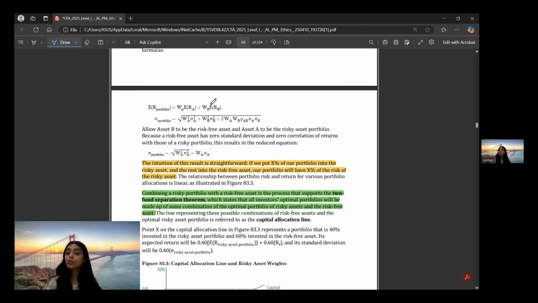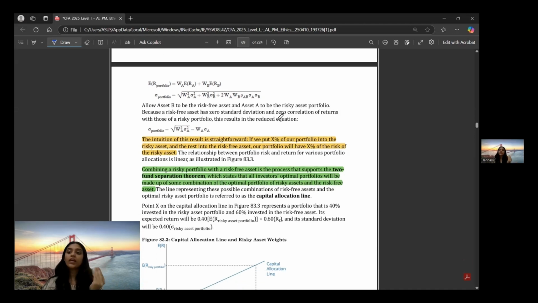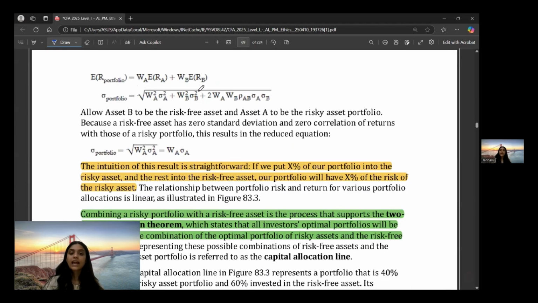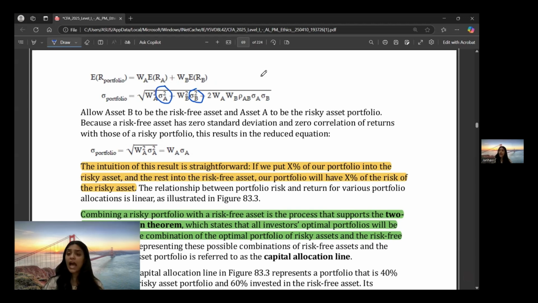Now, this formula is used when both assets are risky in nature. If there is a risk-free asset in your portfolio, if you see this, it has standard deviation of asset B and standard deviation of asset A. What is standard deviation? It is risk. Now, for a risk-free asset, for example, a government bond, it does not have any risk. It is completely risk-free, that is what is assumed. It is backed by the government. So your standard deviation for that particular asset will be 0.